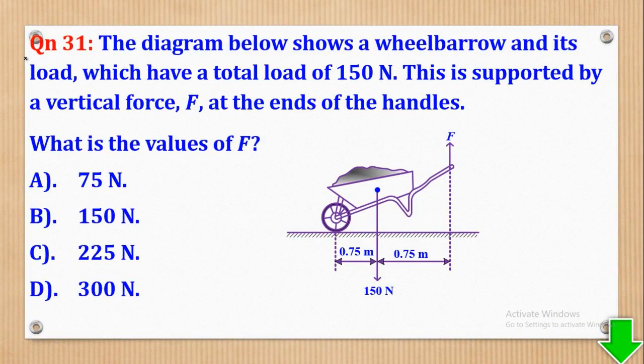So that was question 30. Now we shall go to question 31. Question 31 says, the diagram below shows a wheelbarrow and its load, which have a total load of 150 newtons. This is supported by a vertical force, capital F, at the ends of the handles. What is the value of F? Option A is 75 newtons, option B 150 newtons, option C 225 newtons, option D 300 newtons. So we need to do some calculations to come up with the correct option.